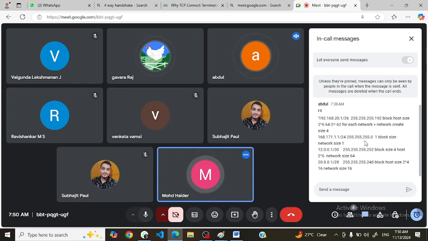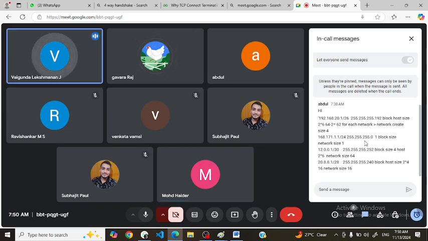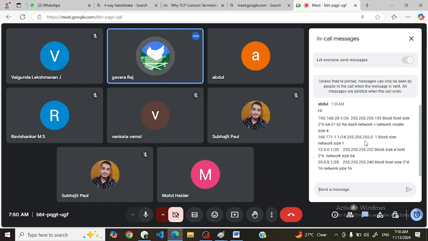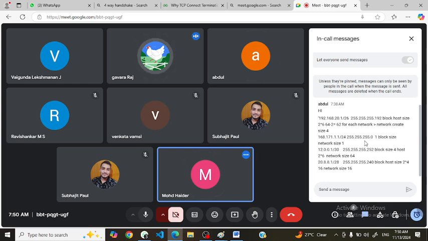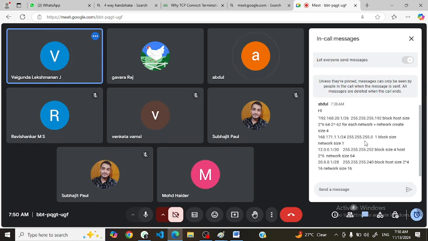Okay, you guys are still confused. Lakshman, tell me the third one. Subnet mask for the third one is 255.255.255.252. Block size will be 4. Number of networks is equal to 2 to the power 22. Only 2 to the power 22.